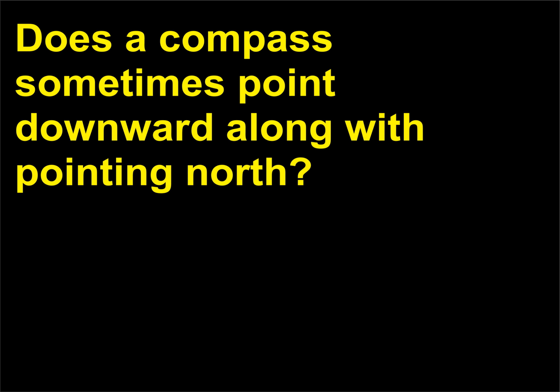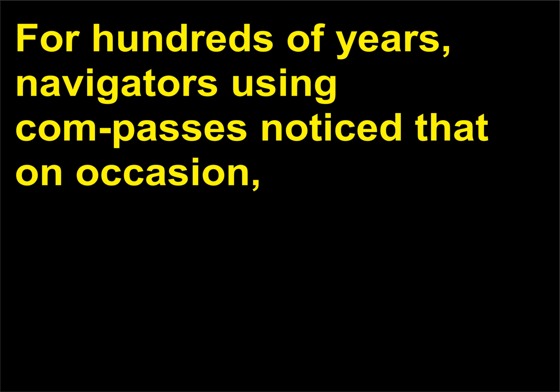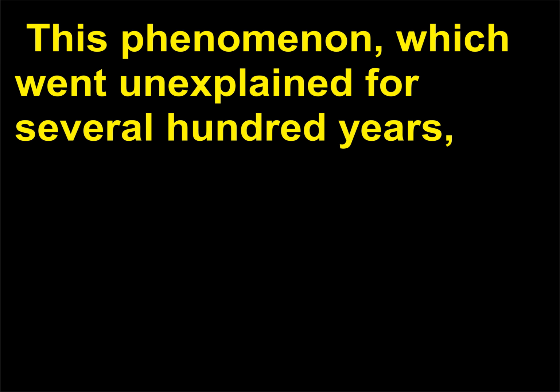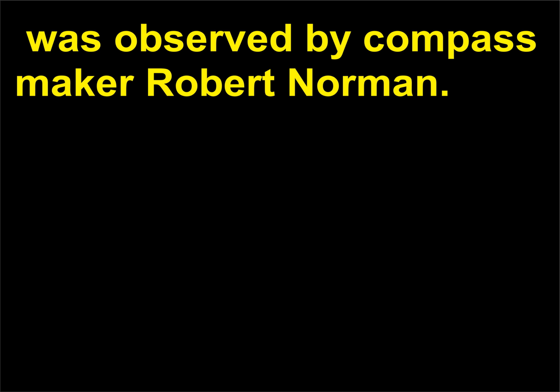Does a compass sometimes point downward along with pointing north? For hundreds of years, navigators using compasses noticed that on occasion, the compass pointer would try to point downward in addition to pointing north. This phenomenon, which went unexplained for several hundred years, was observed by compass maker Robert Norman.